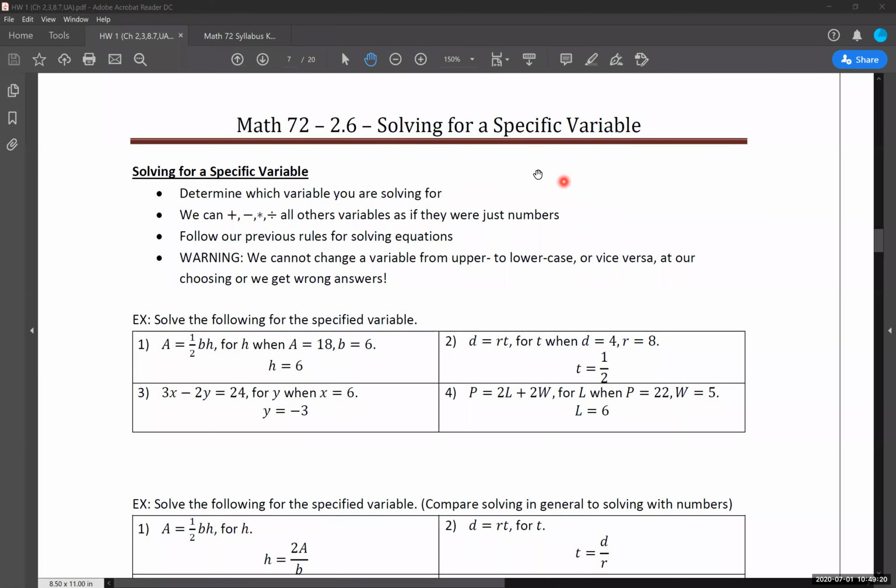So this section is where we're going to start deviating from that. We're now going to start solving for a specific variable with multiple variables in the problem. So we'll go through our general idea of how we're going to go through that, and we'll go through some examples comparing where we have numbers written in and where we have variables written in as well.